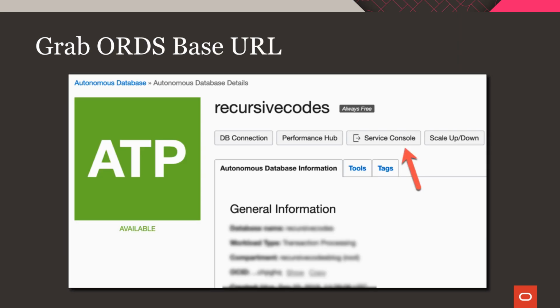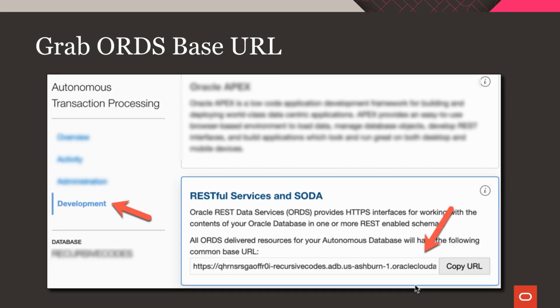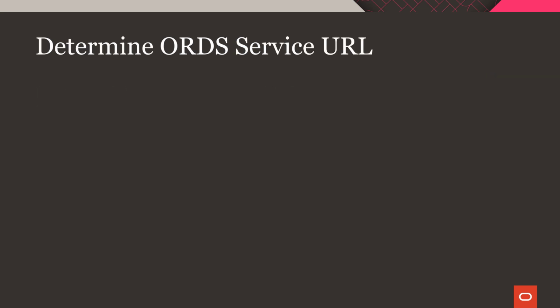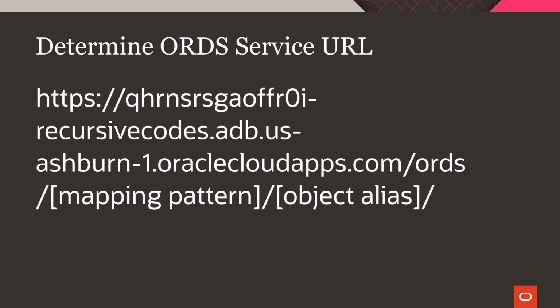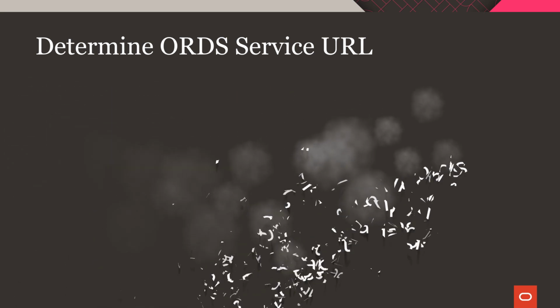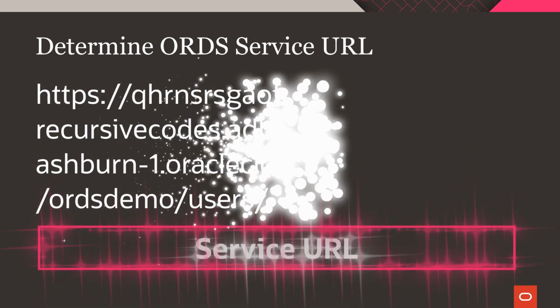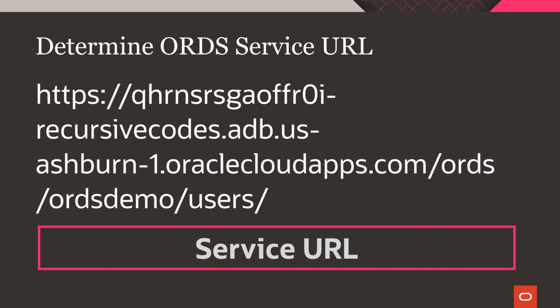Before we can test our endpoints, we'll need to grab the ORDS base URL for our call. So head to the details page for your Autonomous instance and click on Service Console. In the Service Console, click on Development and copy your ORDS base URL. To make calls to the user service, we'll use this base URL combined with the mapping pattern and object alias from earlier to construct our service URL. Now let's see it in action.